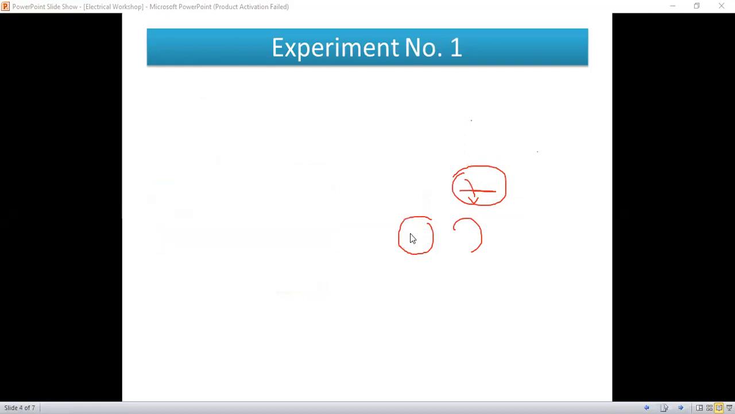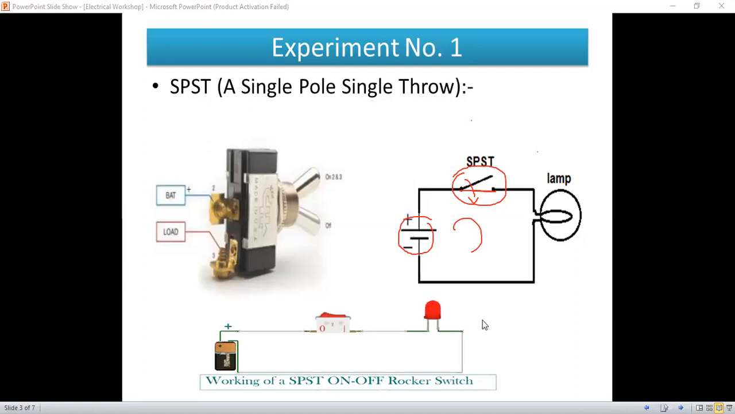Now see here in this diagram again I have shown the figure, that is working of SPST on off rocker switch. So on off type of switch, this switch is general, that means positive negative, or we can call it as 0 and 1, that means in a digital output like a 0 position, off position, 1 is nothing but on position.